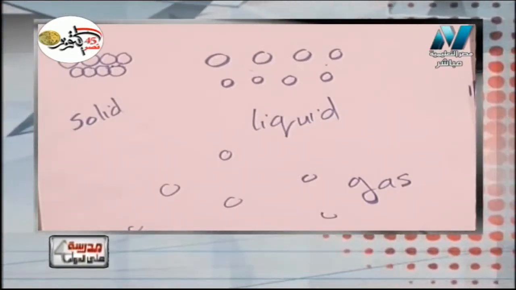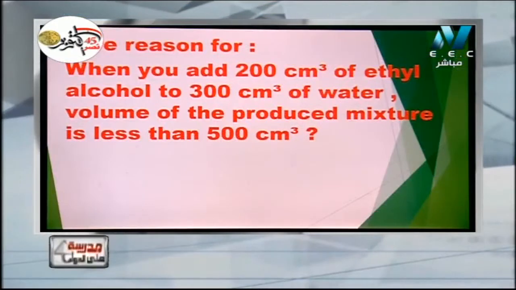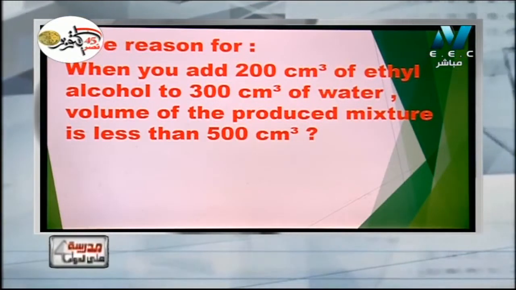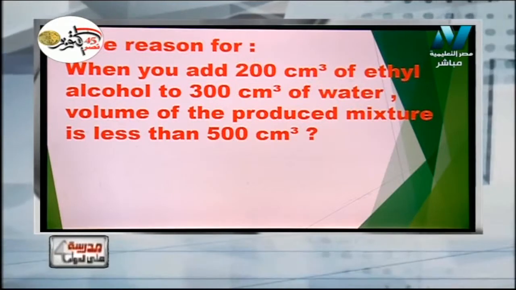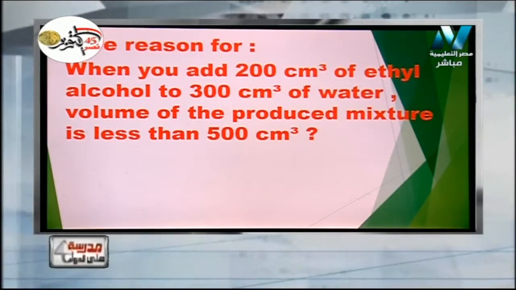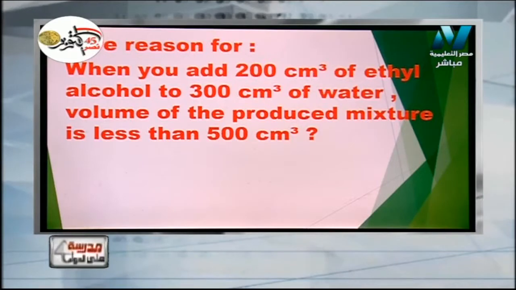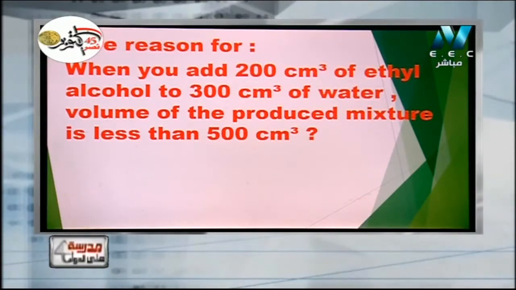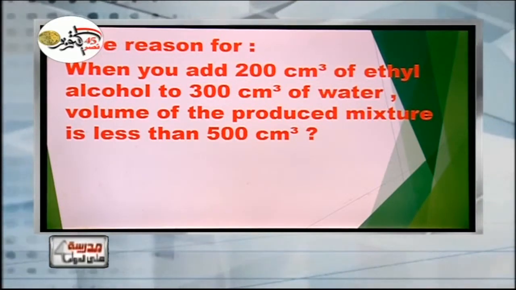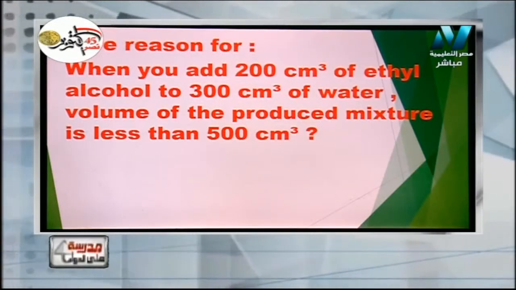Now we talked about what? About the molecules of matter in a state of continuous motion. Number two, the molecules of matter have spaces between them called what? Intermolecular spaces. Now the question, as you see on the monitor: give reason for when you add 200 cubic centimeter of ethyl alcohol to 300 cubic centimeter of water, the volume of the produced mixture is less than 500 cubic centimeter. This is a question.